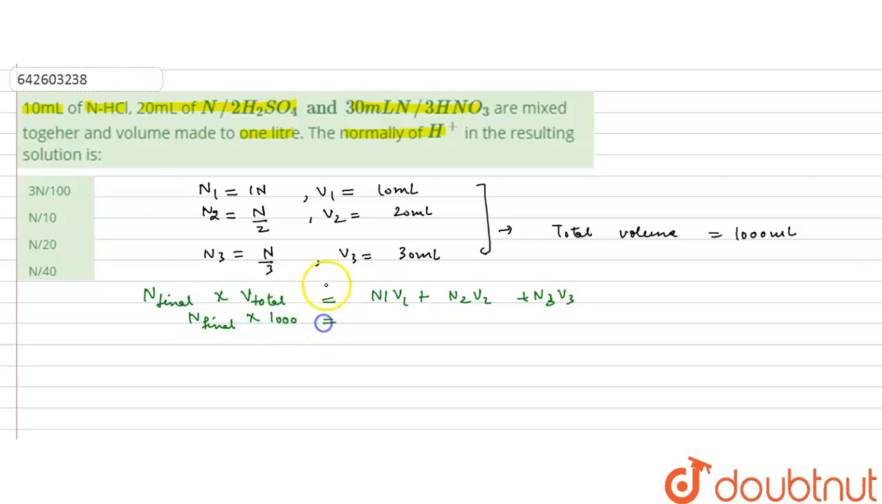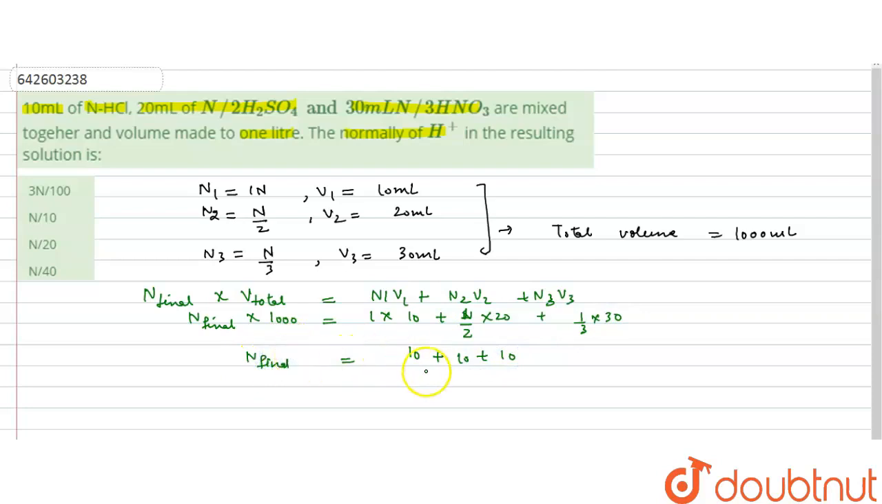and V total is 1000 ml, and N1 is 1 normal and its volume is 10 ml. N2 is N by 2, or we can say 1 by 2 normal into 20 ml, and N3 is 1 by 3 into 30. So this will give us 10 plus 10 plus 10. So N final is 30/1000, that is 3/100.